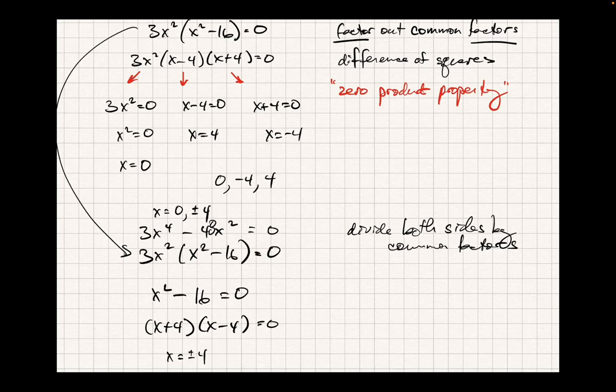It is a valid mathematical step to divide by 3x squared, but I really want to factor out 3x squared, not divide by it, because my answer goes away. So I have an incomplete answer if I do that here. This x plus or minus 4 is an incomplete answer.